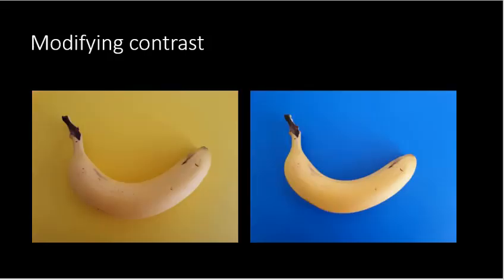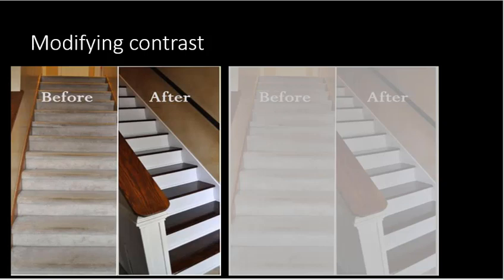The same example is shown here but with a banana, and this image also shows how changing the background improves the contrast of the object of interest. It's much easier to see the edges of the banana when it's placed on a blue chopping board. Here's another example, and this image is of a staircase, and it shows that changing the contrast of an object can also improve visual function.